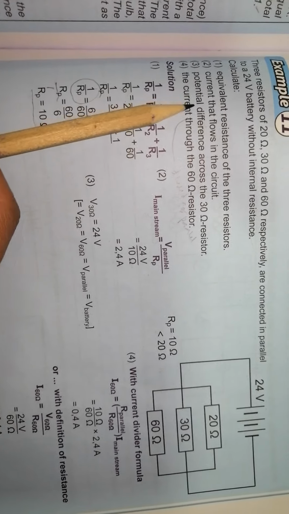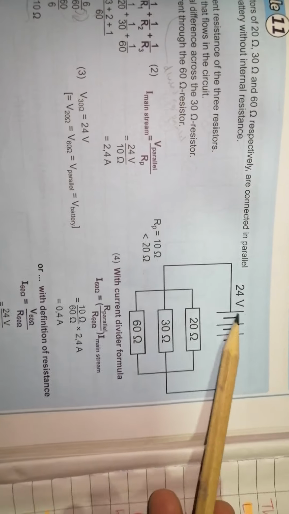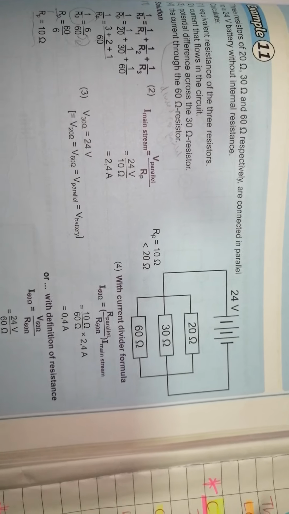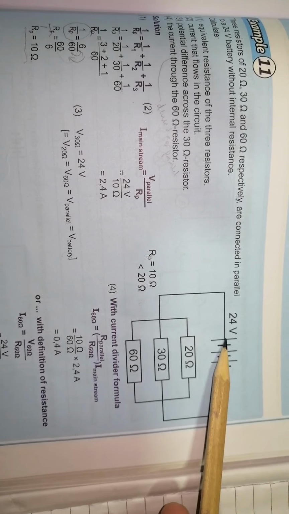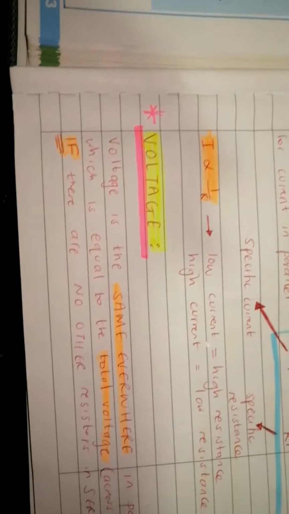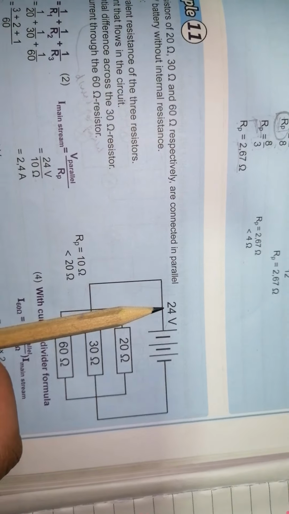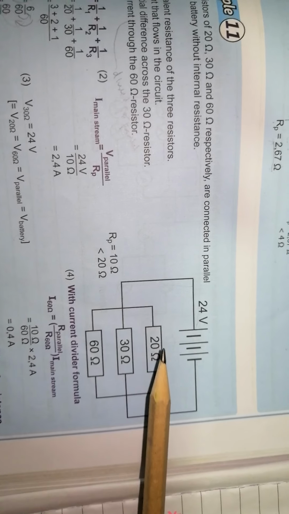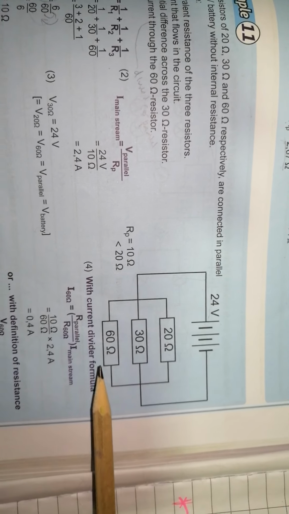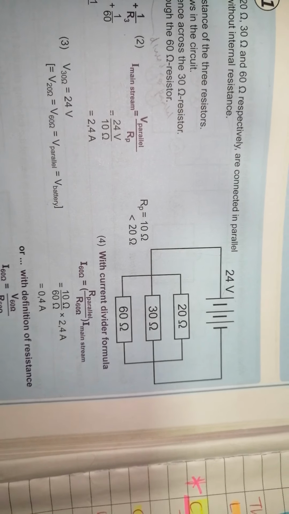Right, number 3, the potential difference across the 30 ohm resistor. Now, if you're looking at this circuit, we said it's a parallel circuit, and there's nothing else in series. So we said that voltage or potential difference in a parallel circuit is the same everywhere, and it's equal to the total voltage. So if the total voltage is 24 volts, it means the voltage of the 20 ohm, the 30 ohm, and the 60 ohm resistors are all 24 volts each.